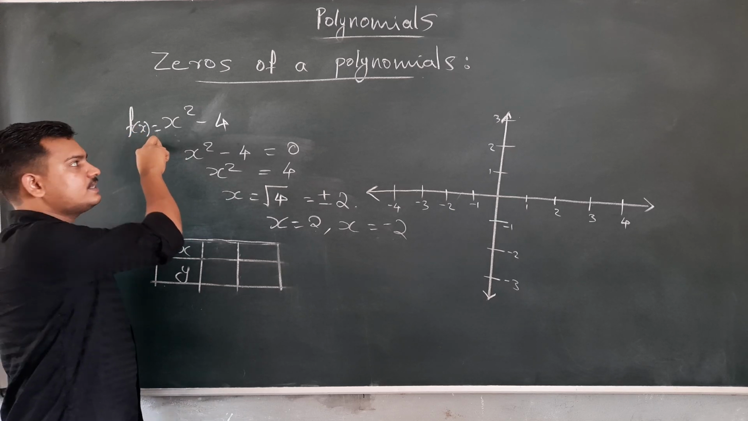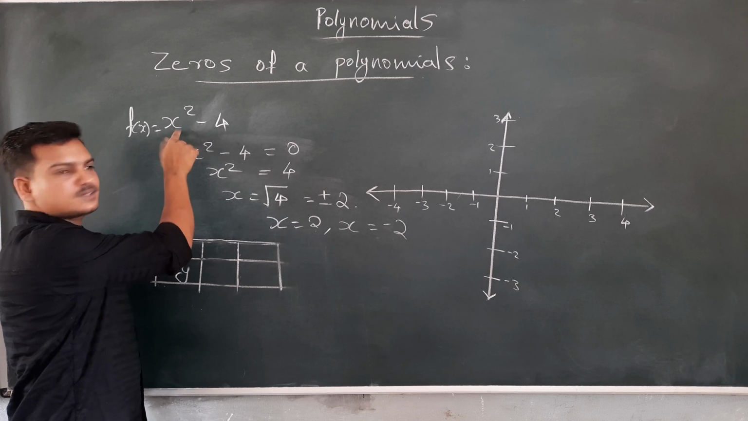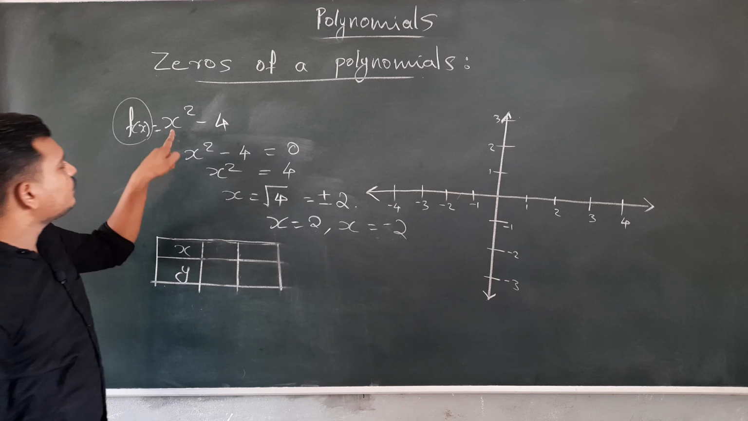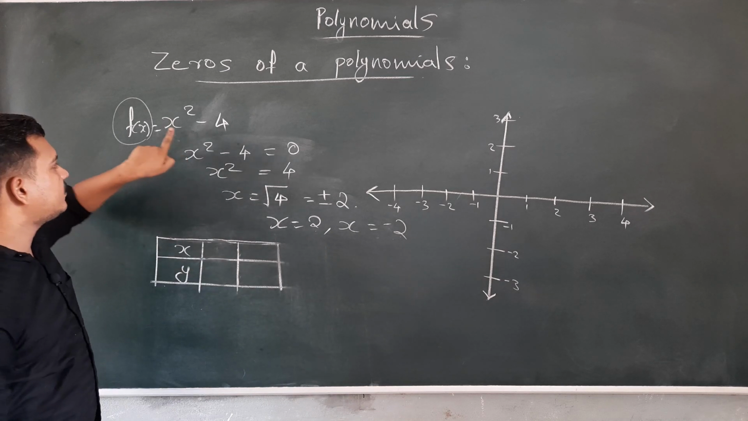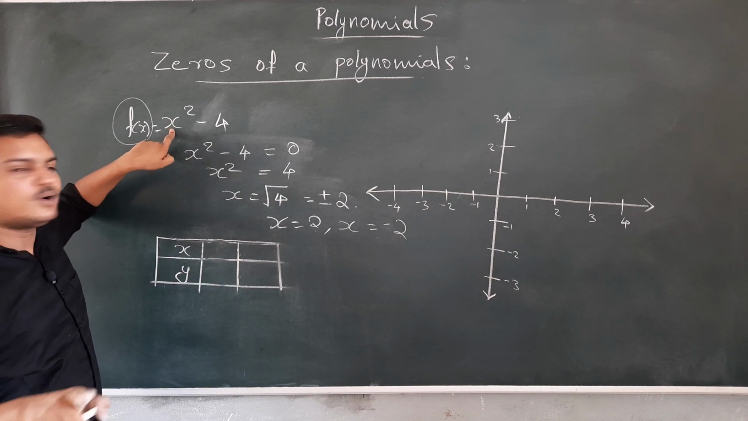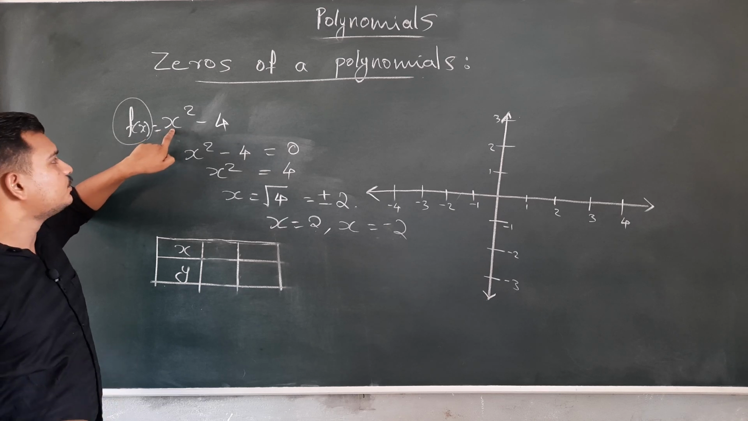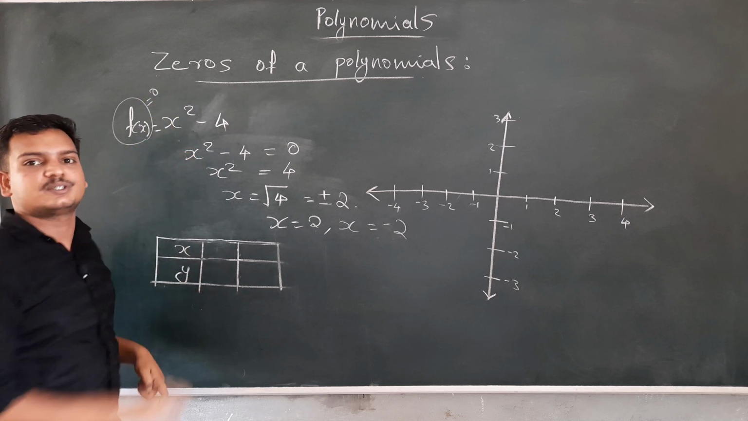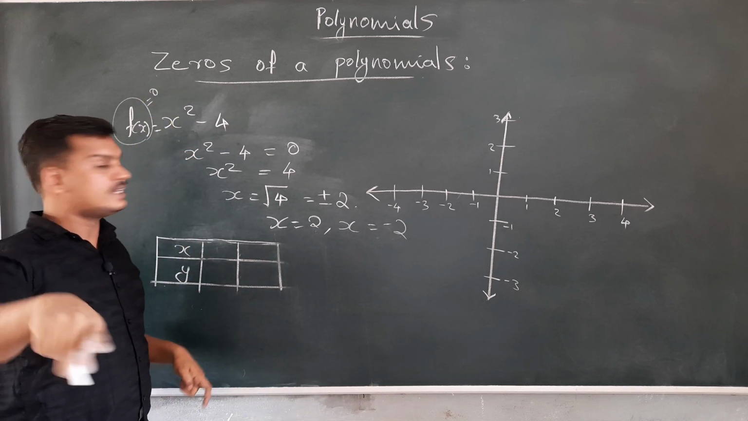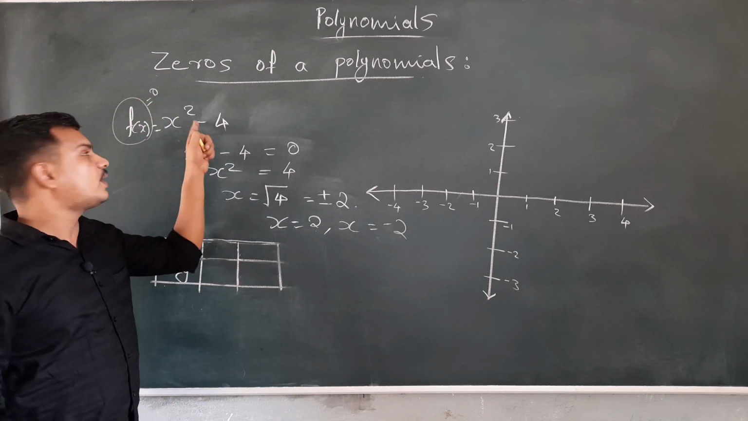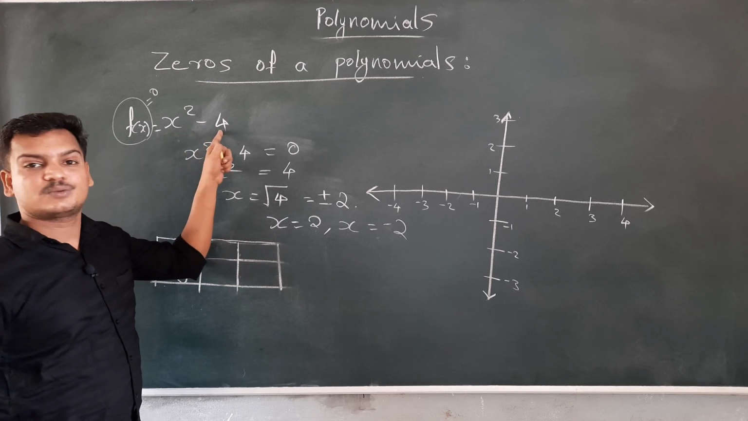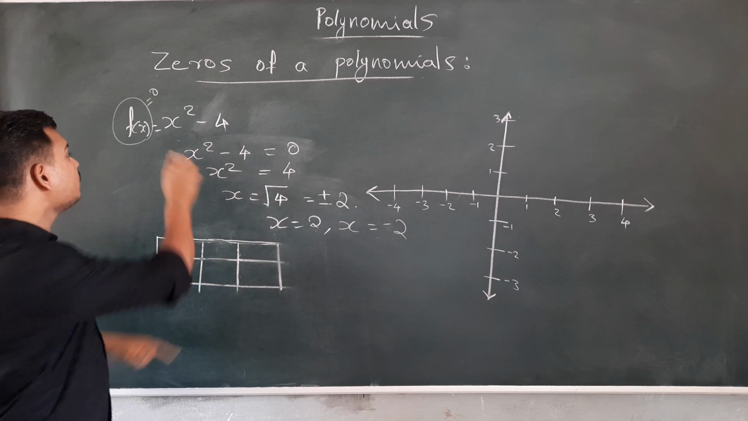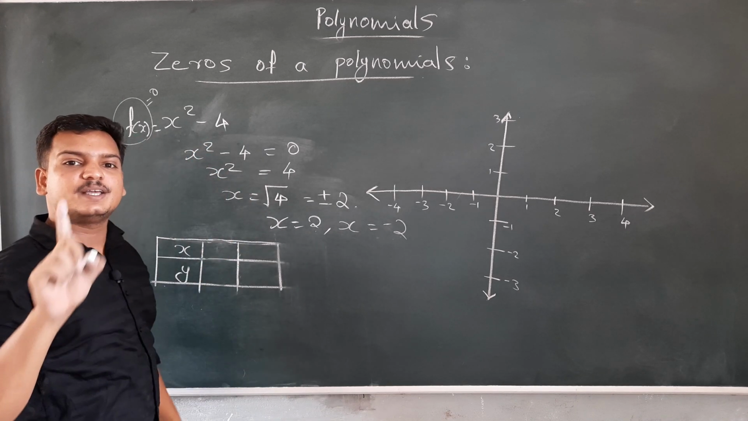f of x means, for different values of x, what output you are getting, that is called f of x, right? You can put different values here. For example, if I put 2, then 2 square minus 4 is 0, which means f of x is equal to 0. It will come on the y-axis, right? If I put 1, 1 square is 1, minus 4, that is minus 3. That minus 3 is going to come on the y-axis. So f of x is always equal to y.